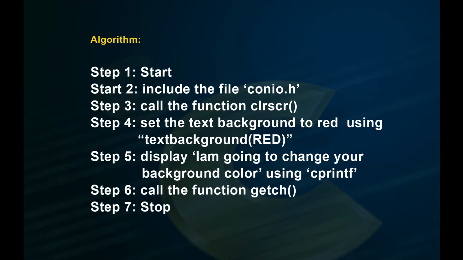In this program, we will look into how to change the background color of a given text. You see the algorithm first. Step 1, start. Step 2, include the file conio.h. Step 3, call the function clrscr. Step 4, set the text background to red using textbackground. Step 5, display "I am going to change your background color" using cprintf. Step 6, call the function getch, and step 7, stop.